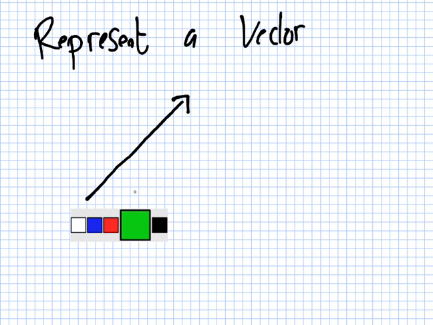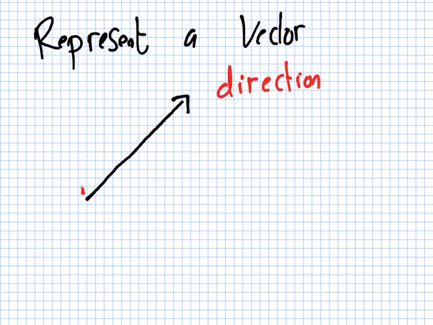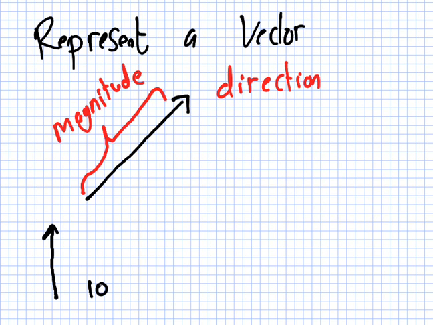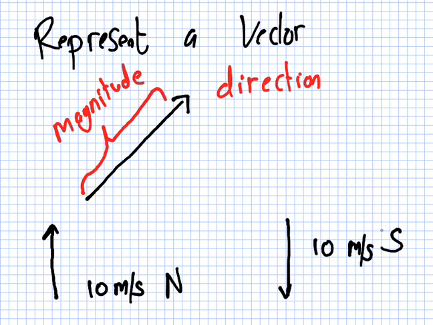So this arrow has 2 features, just like a vector. It has a direction because it points somewhere, doesn't it? And it has a magnitude, it has a length. So, for example, this vector here could represent 10 meters per second north. This vector here could represent 10 meters per second south.